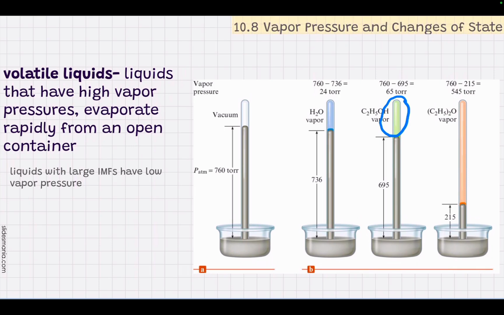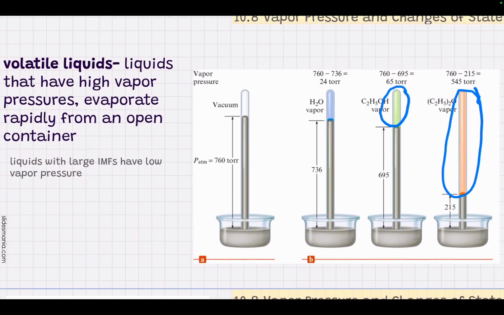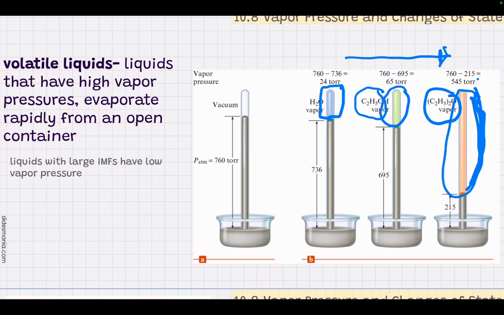And you can see that in these diagrams. I'll keep going. The vapor pressure of the vapor is in this part of the tube. You can see that it increases as we go from water, which is not very volatile because of the hydrogen bonds, to ethanol, and then to this one, I don't know what molecule that is, but that one's very volatile. So a lot of gas and a lot of vapor pressure.